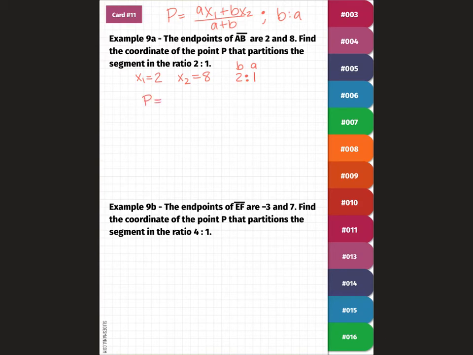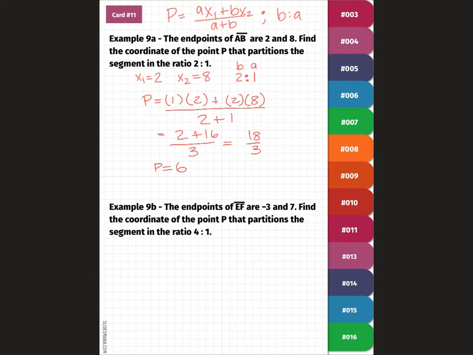P is equal to 1 times 2 plus 2 times 8 over 2 plus 1. So 1 times 2 is 2. 2 times 8 is 16. 2 plus 1 is 3. So that's going to be 18 over 3. So P is equal to 6. So my partition would be at 6.